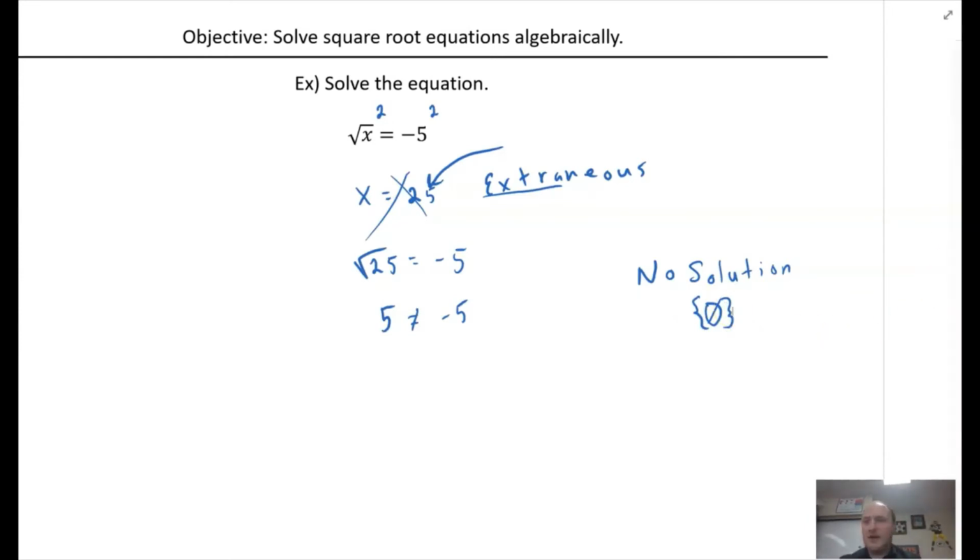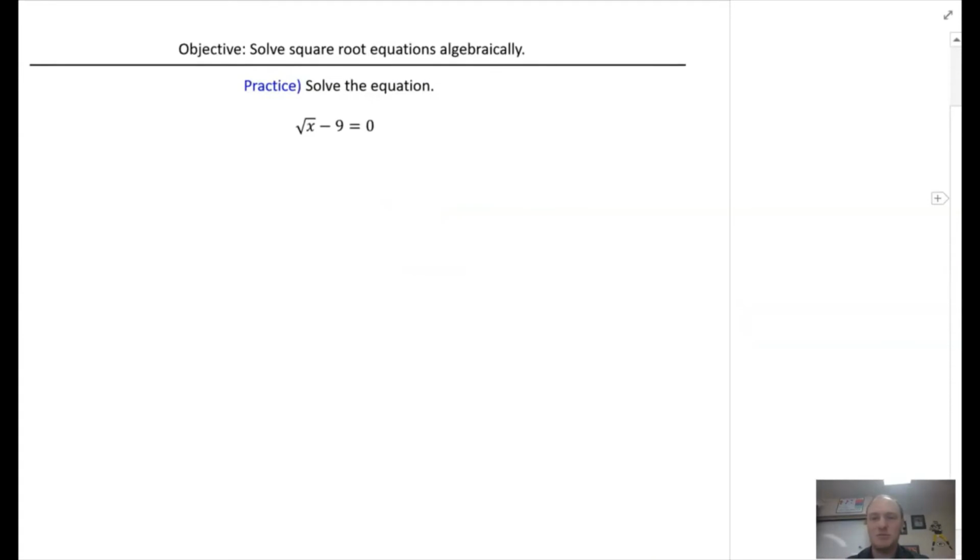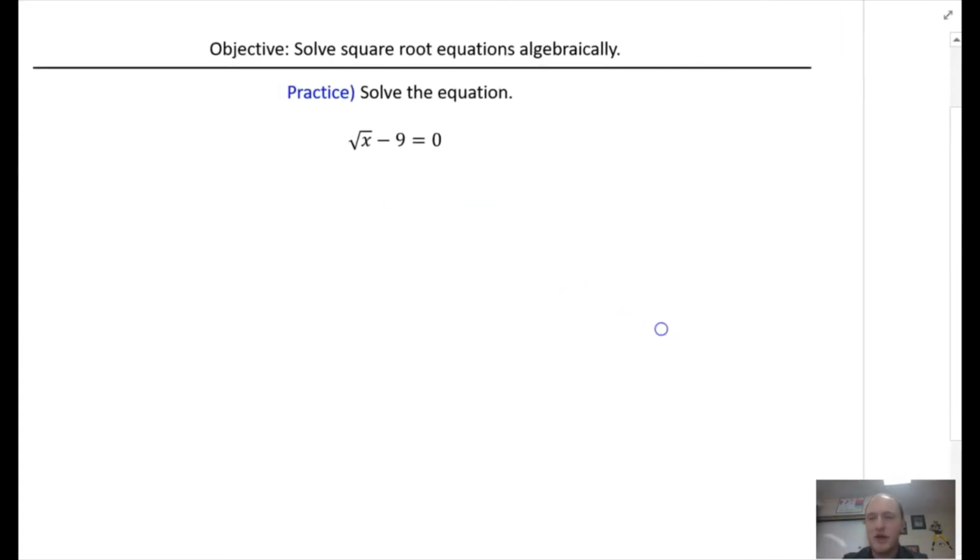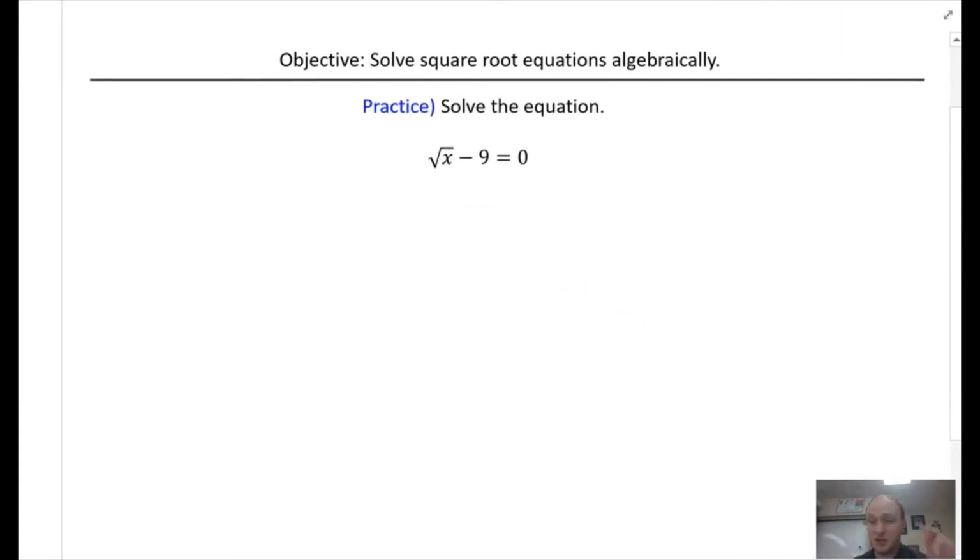I think that is it for examples for this video. They were all linear examples. I do have some practice problems for you. So I want you to try this. Please pause the video, actually pause it, and try this example.